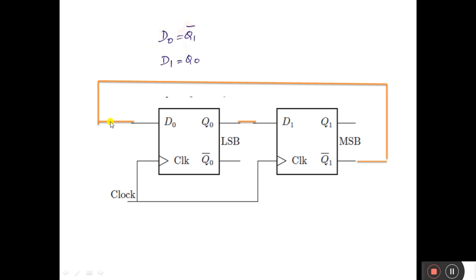The question is they are asking how to connect. No need to draw this in examination. Just for our understanding purpose, I connected here these values. So D0 become Q1 bar, D1 become Q0. So I connect this D1 with Q0 and Q1 bar with D0. So this Q1 bar connected with D0. This is the correct answer. Next one.